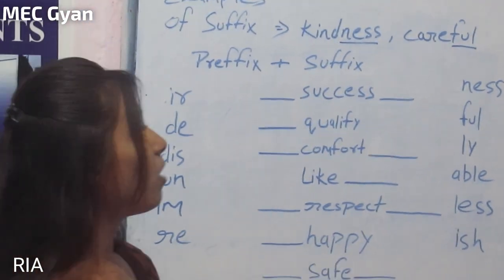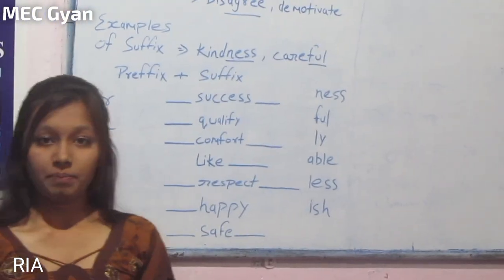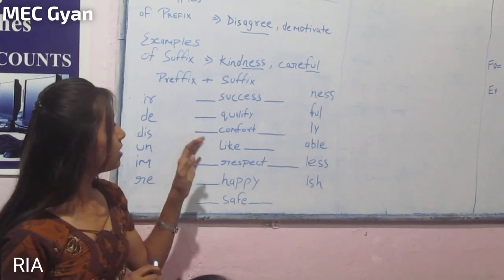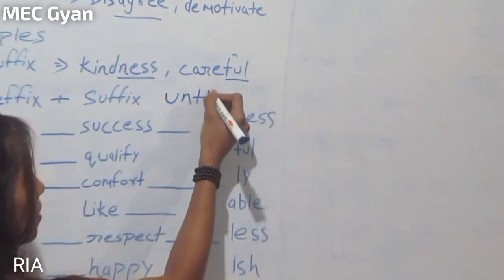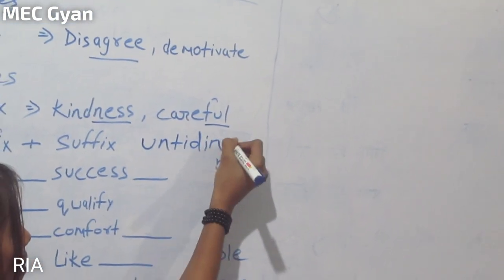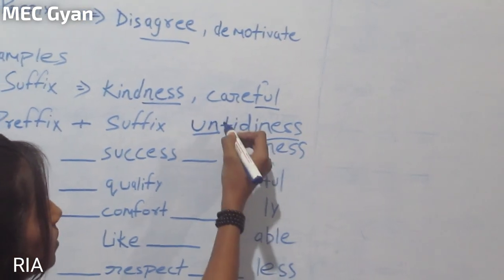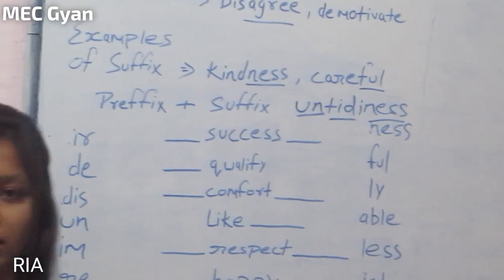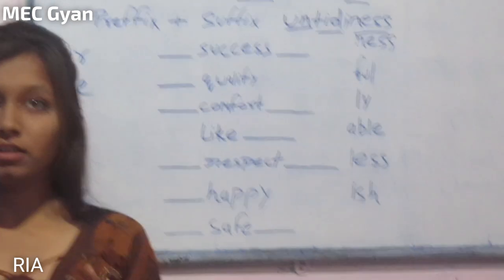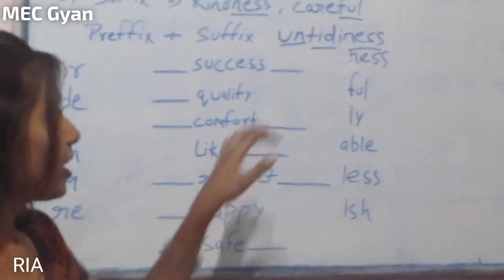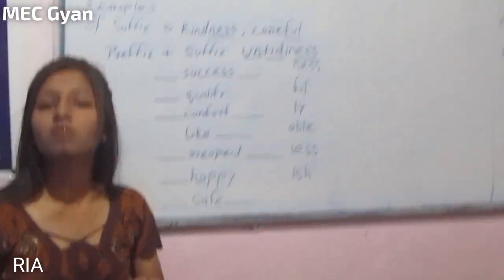So now here are some words in which prefix and suffix are both present. Like you can see, untidiness. So tidy means neat and clean. If we add un, it is a prefix, and then it means not clean or disorder. And if we add ness, then untidiness means disorderliness.